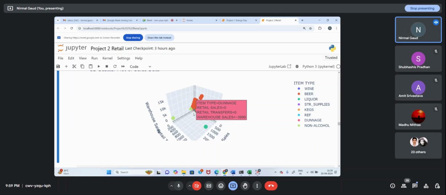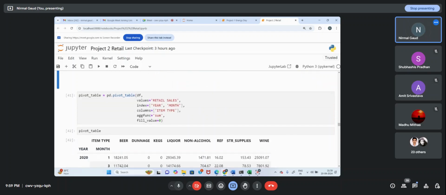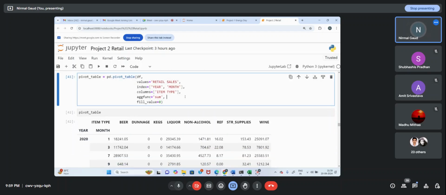Okay, so you can move your cursor and it will give you the value. After the 3D plot, I made a pivot table, and that question sir asked, how you are going to relate. So retail sales is a value, actually continuous. Year and month, these are discrete in nature. Item type is categorical in nature. So the question is how you can relate retail sales and item type.